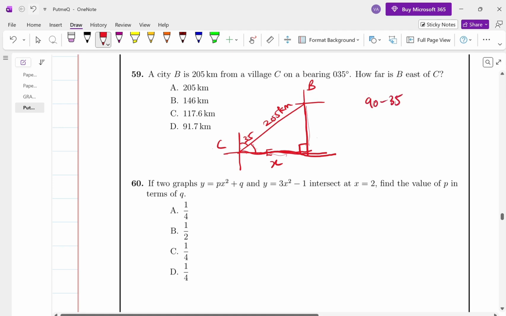And 90 minus 35 will give us 55. So this is 55. So going by this, this is the opposite, this is the hypotenuse, and this is the adjacent. So we're using cosine here. So cosine of 55 degrees, remember that cosine is adjacent over hypotenuse. So our adjacent is X divided by hypotenuse is 205.